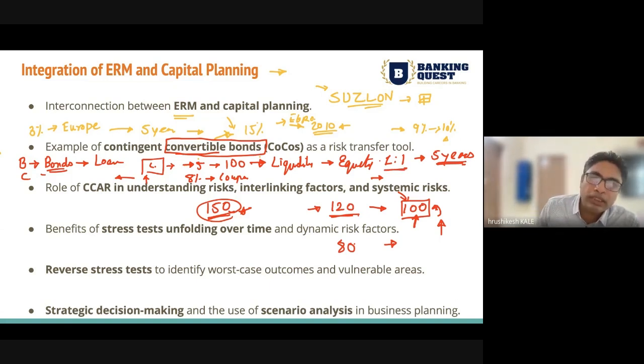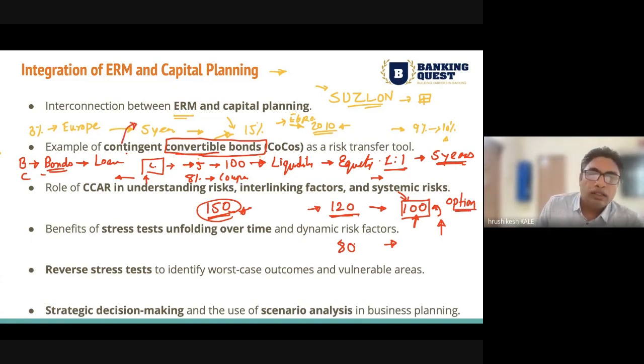Let's come to contingent convertible bonds. The contingent convertible bonds are those bonds which can get converted into equity not as an option but based on a certain future event.